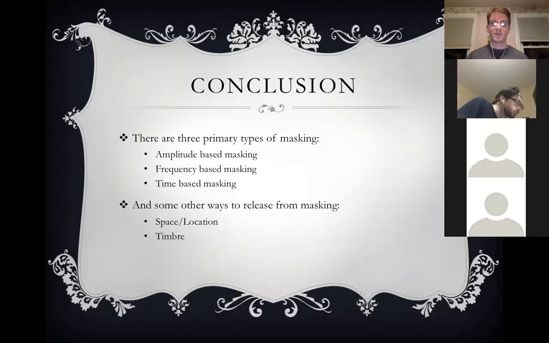So yeah, then there's a couple of other ways to release from masking. There's space or location. You can use the pan pot to separate instruments from each other. That's something I did that I didn't really touch on here, in the final mix versus the initial mix. In the initial mix, everything was panned dead center. I actually made it mono. So everything was there, dead center. A lot of the release from masking happened because I panned things out. And that took care of a lot of it.